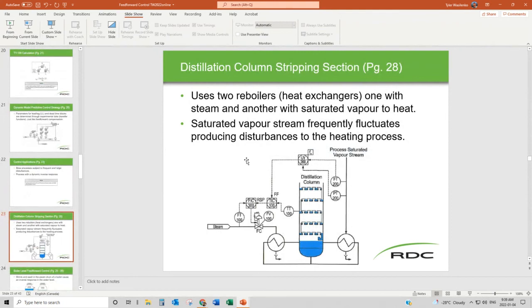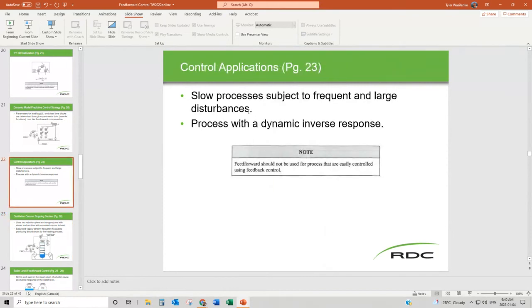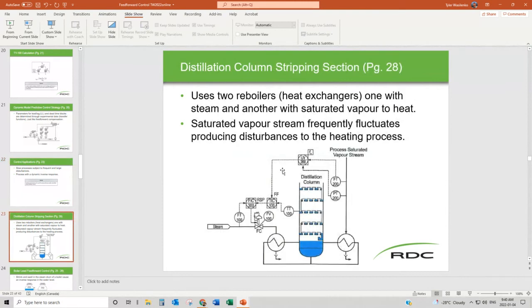Okay, here's an example of a distillation process. It has both a large capacity and temperature. So a prime example for a feed-forward control system. Here we have two reboilers, one on the steam and one that uses saturated vapor. So again, both temperature components here, both capacity components here, size of the exchanger comes into play. So saturated vapor steam frequently fluctuates, producing disturbances to the heating process. So that falls in line with our definition of frequent and large disturbances. So if I ask you for a good example of a process that would benefit from feed forward, distillation is probably a great answer for that.